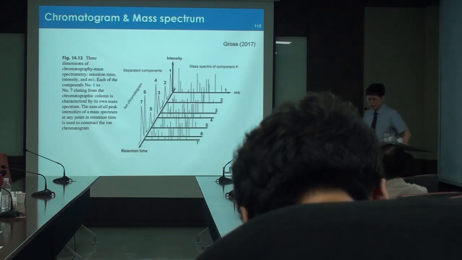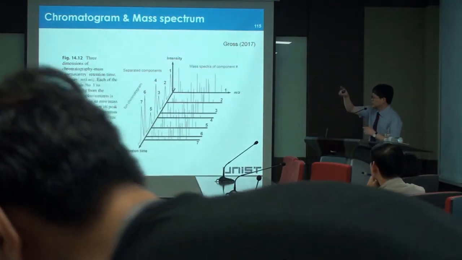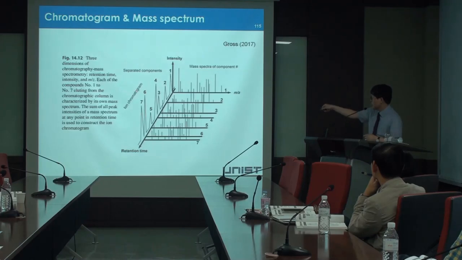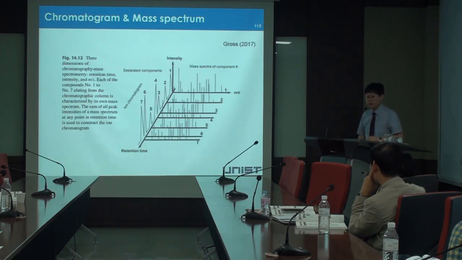Okay, this is a chromatogram. Each peak has its own mass spectrum. This type of mass spectrum is in the library, so the software exactly defines, okay, this peak number 6 is some chemical, number 3 is some chemical, and so on. Okay.